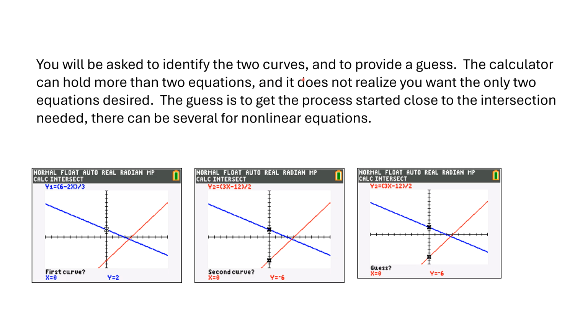You will be asked to identify the two curves and to provide a guess. The calculator can hold more than two equations, and it does not realize you want only two equations. You might have equations 1, 2, 3, 4, 5, and you might want to intersect 1 and 5. It does not really know that, so you're going to have to tell it. Even when there's only two, you might say it should default to those two. No, it will not. The guess is to get the process started close to the intersection needed. There can be several intersections for a nonlinear equation.